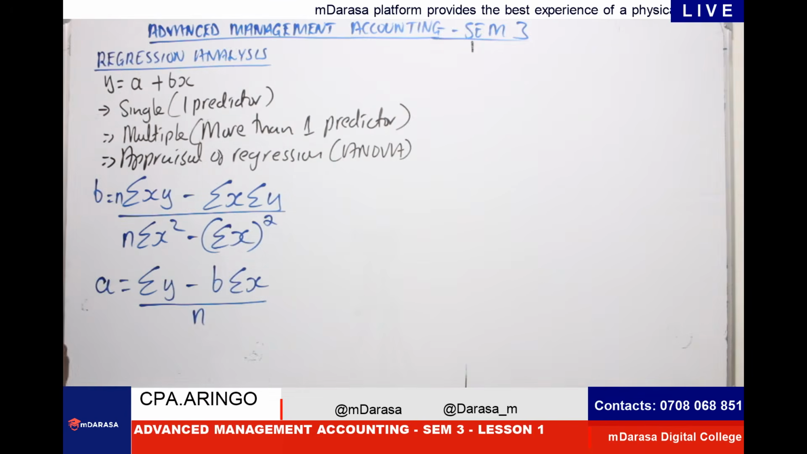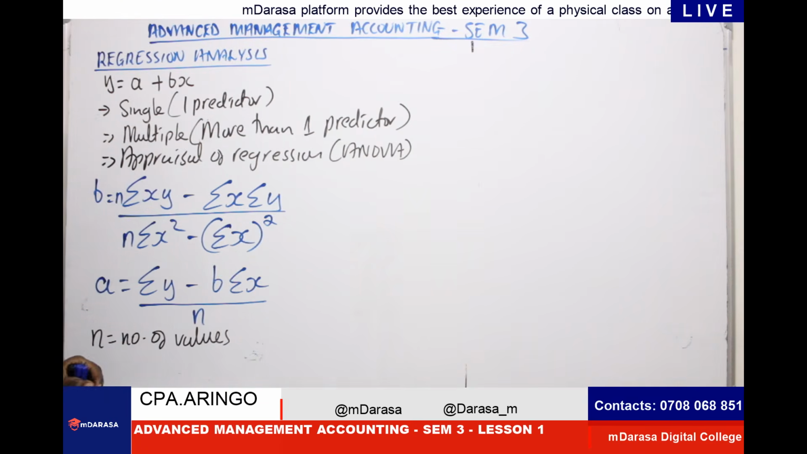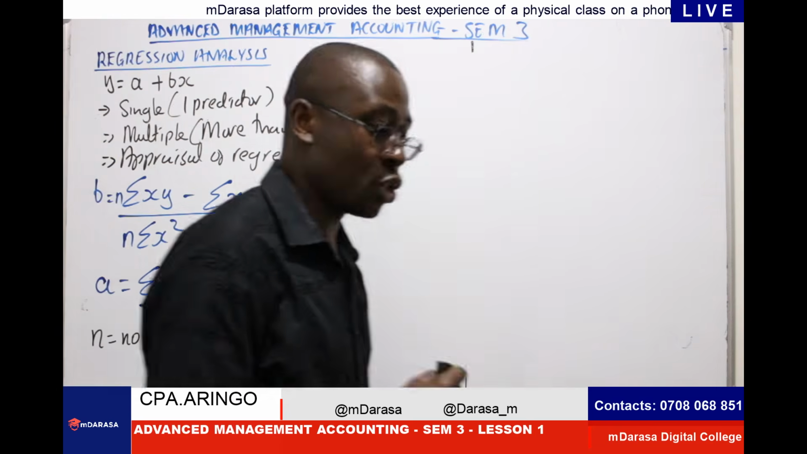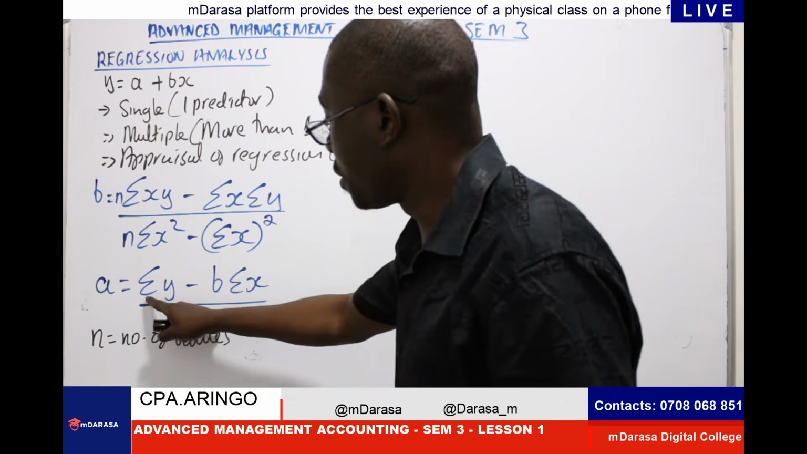N, my good students, we are looking at the number of values. N is simply the number of values that you're having. Whereas x and y are what we had looked at earlier on. This sign is a sign of summation.